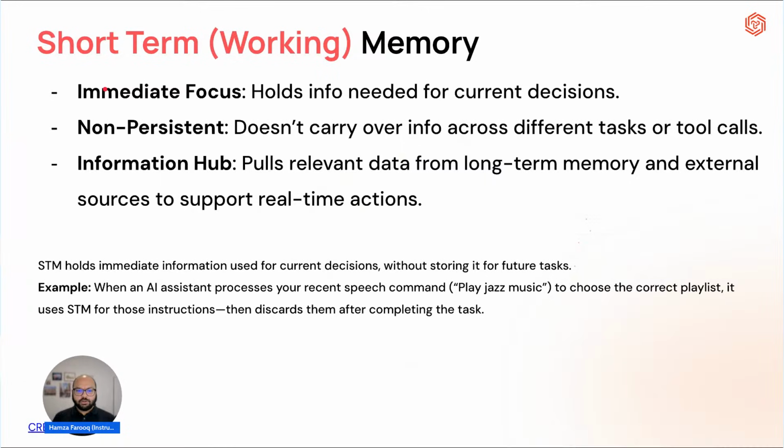Short term focuses on the immediate, and holds info needed for current decisions. It is non persistent, doesn't carry info across tasks or tool calls, and pulls relevant data from long term memory and external sources to support real time. So just remember, it is non persistent, which just means that once we have used the whole tool, everything sort of dies. But short term memory is important to remember who you are, and what the different steps and processes are when we're going from one tool to the other.